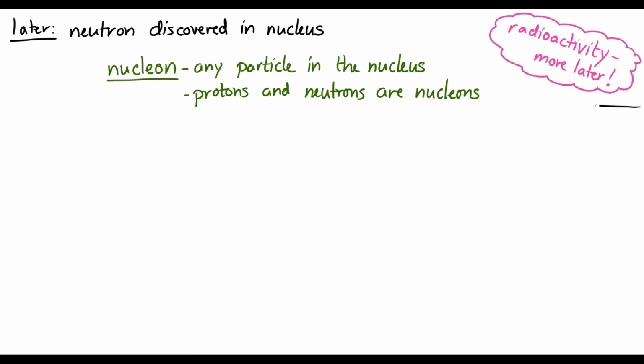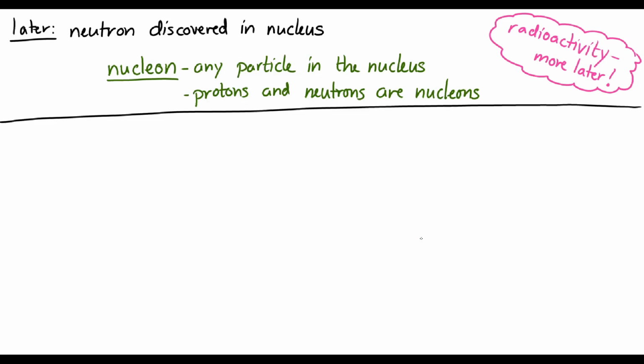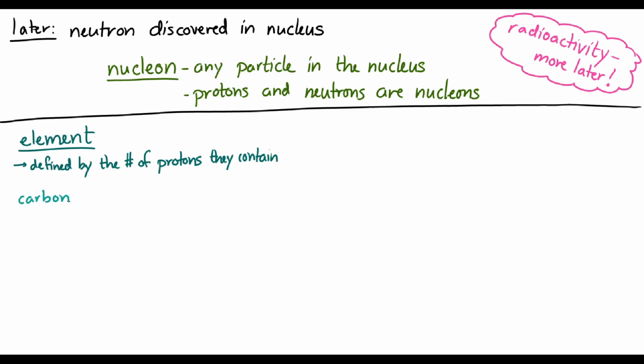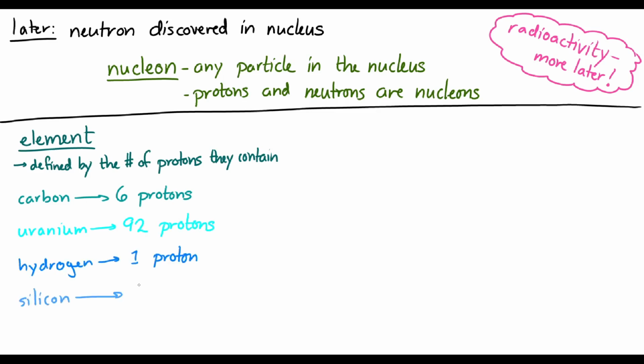Now, we have to develop a couple ideas here to deal with atomic ideas, and one is the idea of the element. So elements are defined by the number of protons they contain. Carbon, for example, contains 6 protons. If you have an atom that contains 6 protons, it is carbon. Uranium contains 92 protons. Hydrogen, 1 proton. Silicon, 14 protons. Iron, 26 protons.